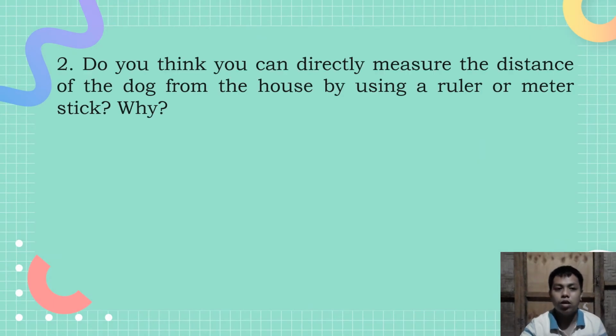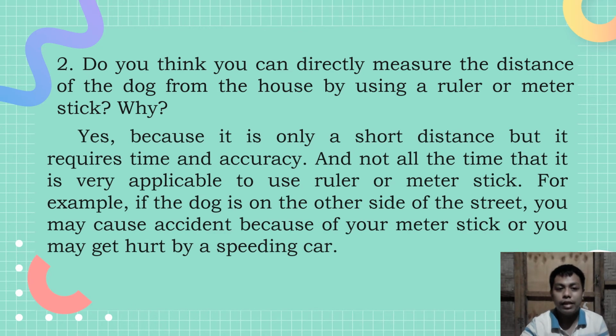Question number 2. Do you think you can directly measure the distance of the dog from the house by using a ruler or a meter stick? Why? Yes, because it is only a short distance, but it requires time and accuracy. And it is not always applicable to use a ruler or meter stick. For example, if the dog is on the other side of the street, you may cause an accident because of your meter stick or you may get hurt by a speeding car.